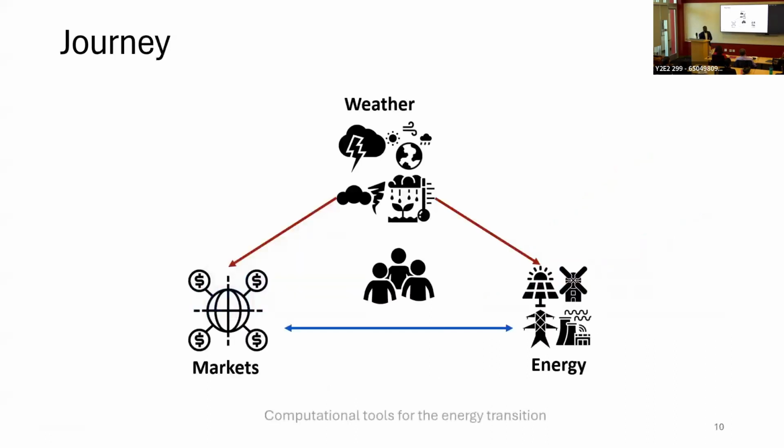This brings me to my PhD journey. It composes of 3 parts. One is on weather and looking at how weather can impact power systems and how can we build models that can help us do better planning.